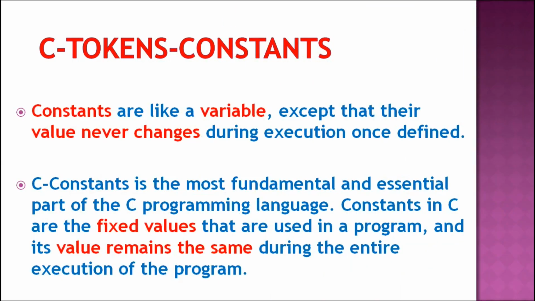Constants are like a variable, except that their values never change during the execution once defined. C constants are the most fundamental and essential parts of the C programming language. Constants in C are the fixed values that are used in a program, and their values remain the same during the entire execution of the program.